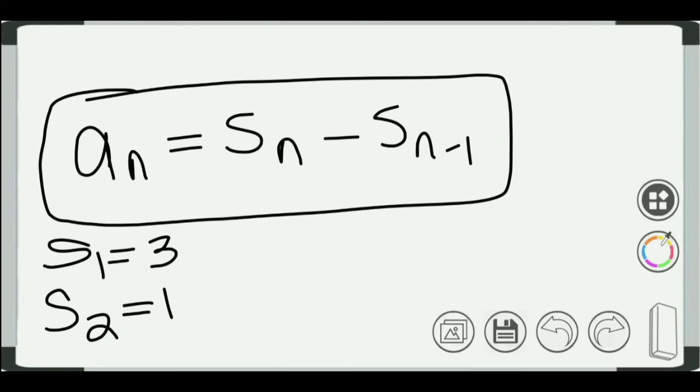Okay, tell me what is a? I have told you S1 is same as A1. So A you got as 3. That means the first term is 3.